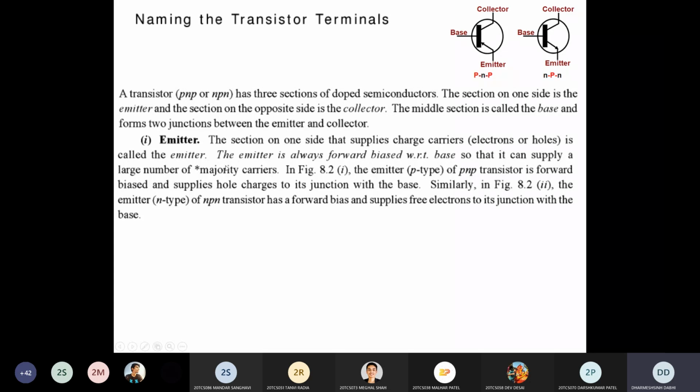And the emitter is always forward biased with respect to the base. Keep this point, which is a very important point. The emitter is always forward biased with respect to the base so that it can supply a large number of majority charge carriers. So what are the majority charge carriers? Suppose it is a PNP transistor. What are the majority charge carriers in the emitter of a PNP type of transistor?